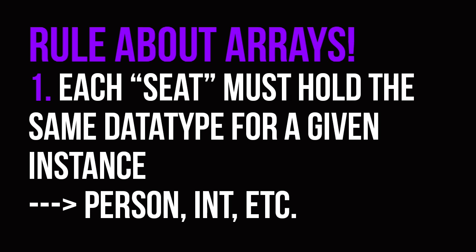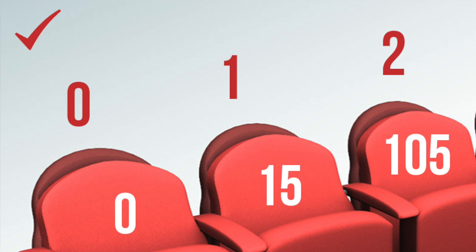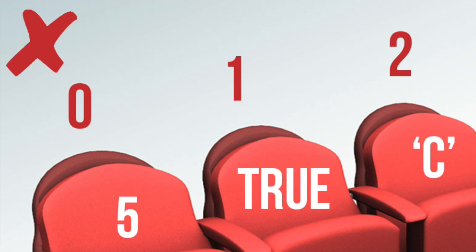Now, because these seats are in a movie theater, only one type of thing can be in each seat, meaning if seat 0 has an int or a boolean or a person, the next seat has to have that same type. So you could have the number 0 in seat 0, the number 15 in seat 1, and then the number, I don't know, 105. But you couldn't have 5 in seat 1, true in seat 2, and then the character C in seat 3. They all have to be of the same type in a certain array.